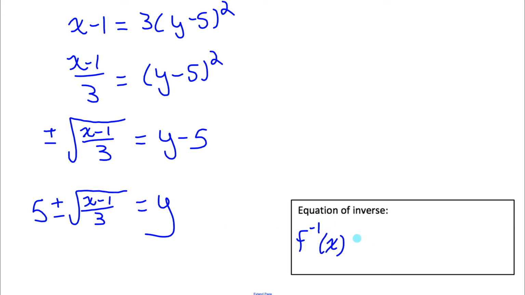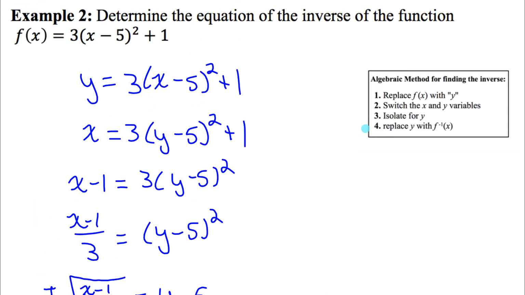It's just notation that means inverse of a function. So here's our final equation. All right, now that you remember how to find the equation of an inverse, let's do that same process, but our original function isn't going to be a quadratic, it's going to be an exponential function.